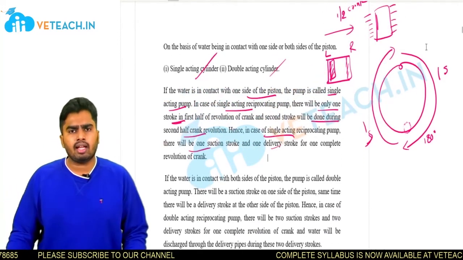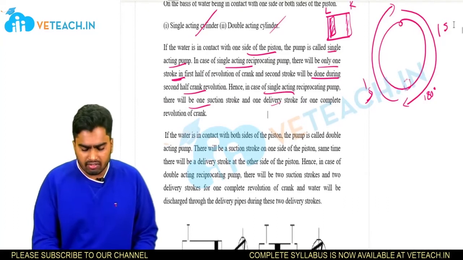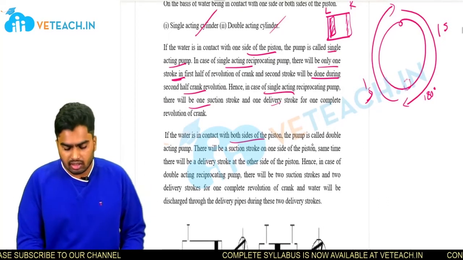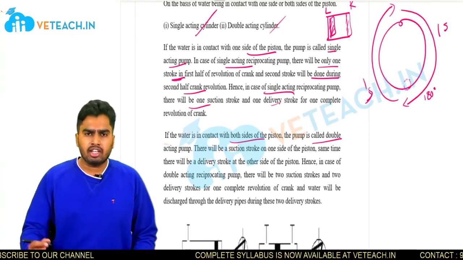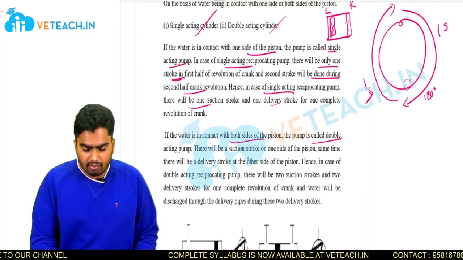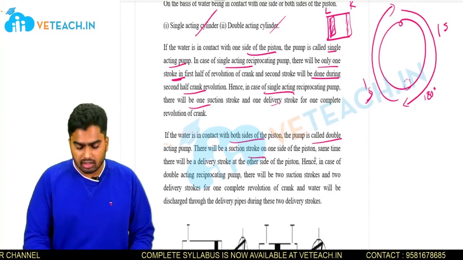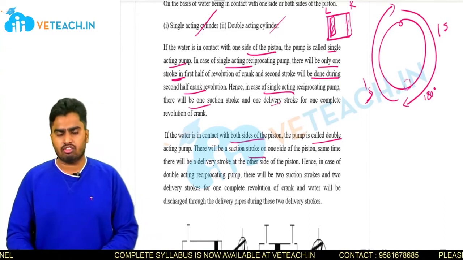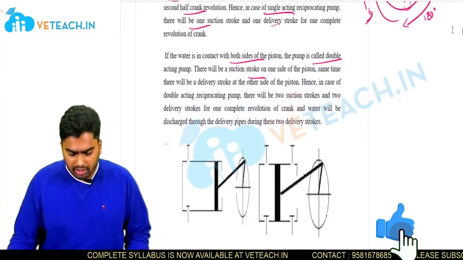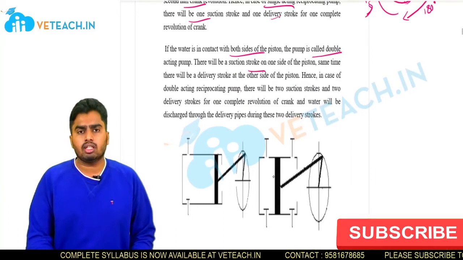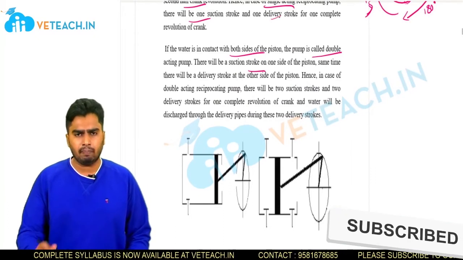So what happens in a double acting cylinder? If water is in contact with both sides of the piston, then the pump is named as a double acting reciprocating pump. See, there will be a suction stroke on one side of the piston. At the same time, there will be a delivery stroke on the other side of the piston. That is, if you see in this diagram, the right side diagram is the representation of a double acting reciprocating pump, right?